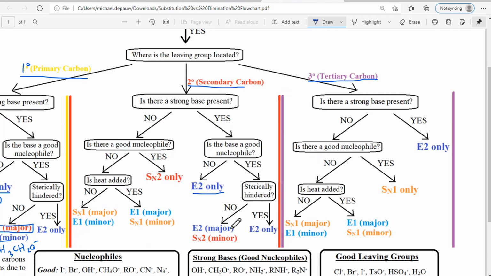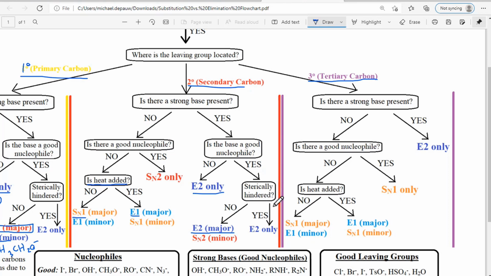If it's not sterically hindered, with a secondary, because the secondary is already somewhat sterically hindered, even if the base is not sterically hindered, if it's a strong base, E2 will be the major product. SN2 will still happen, but it will be a minor product. And then once again, good nucleophile, yes. If it's not a strong base and a good nucleophile, SN2 only. If it's a weak base and weak nucleophile, so not a strong base, not a good nucleophile, the question is heat added? If yes, E1 elimination will dominate. If no, SN1 nucleophilic substitution will dominate.